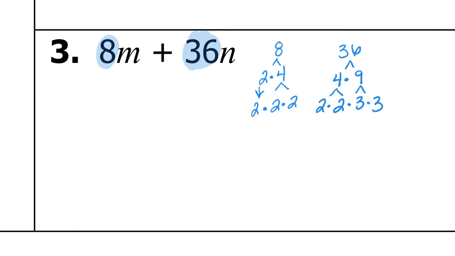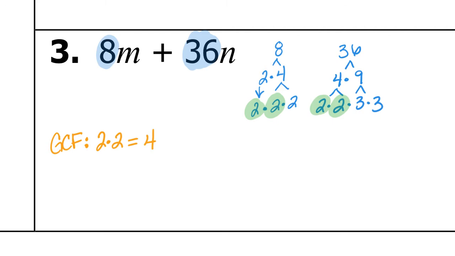So now if I'm looking for my greatest common factor, I'm looking at what is in both of these factor trees at the very, very bottom level. So I have a 2, I have a second 2, and that's all I have. So my greatest common factor is 2 times 2, which happens to be 4. So my greatest common factor is the number 4.